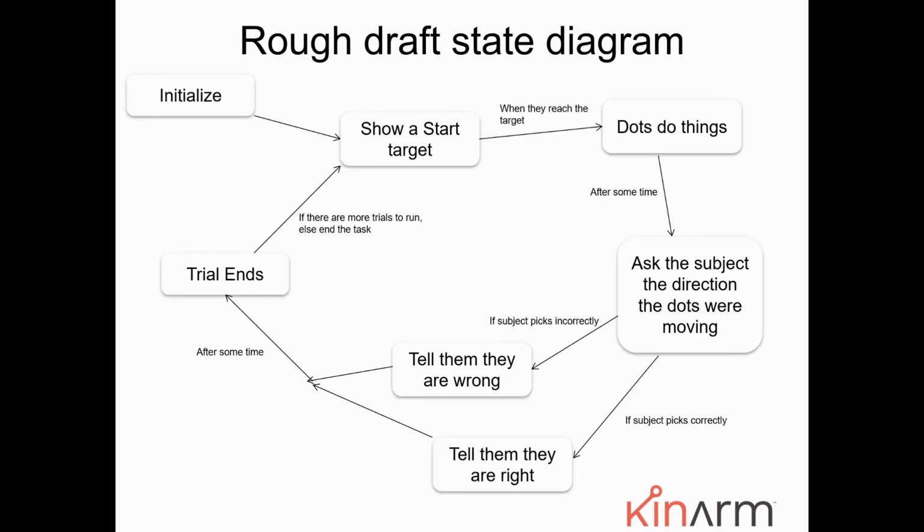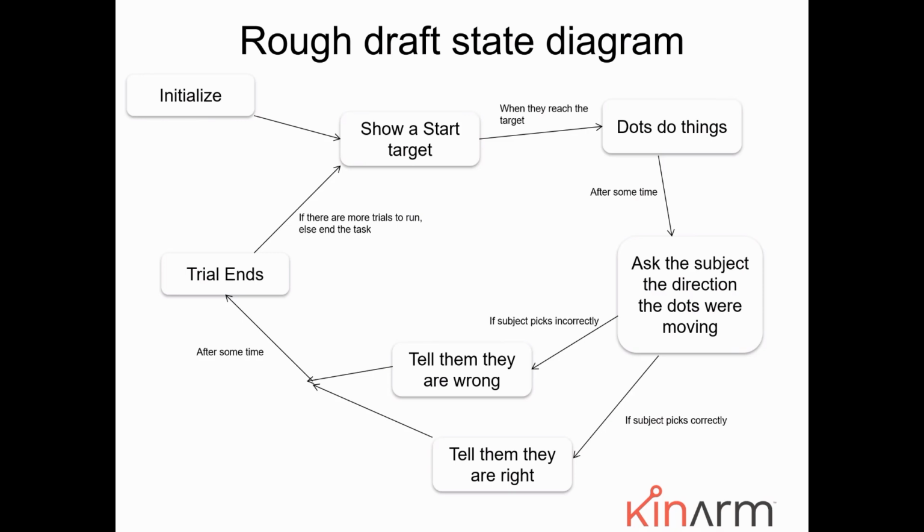Eventually, I like to draw a state machine diagram. It's an easy way to show me what the state flow should look like and where the arrows can go. So we start in an initialized state. Then we go to show a start target when the task starts. When they reach the target, we go to a state where the dots do things, and then after some time is a transition condition. We go to a state where we ask the subject the direction the dots were moving.